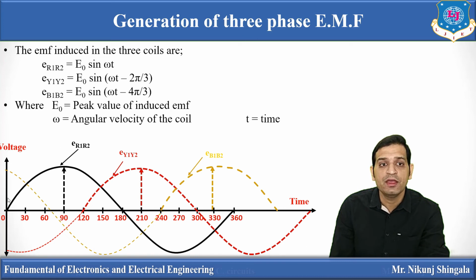Or we can also say that E_B1B2 is leading E_R1R2 by 120 degree. It is lagging behind E_R1R2 by 240 degree, but it leads E_Y1Y2 by 120 degree. So this is how you can draw the waveform of alternating three-phase EMF. All are having the same magnitude, same frequency, but all are displaced by 120 degree from each other.